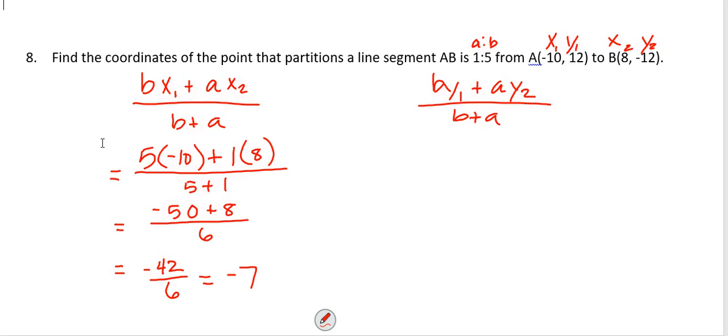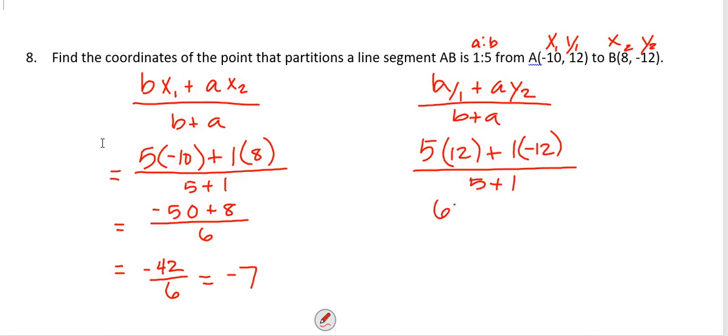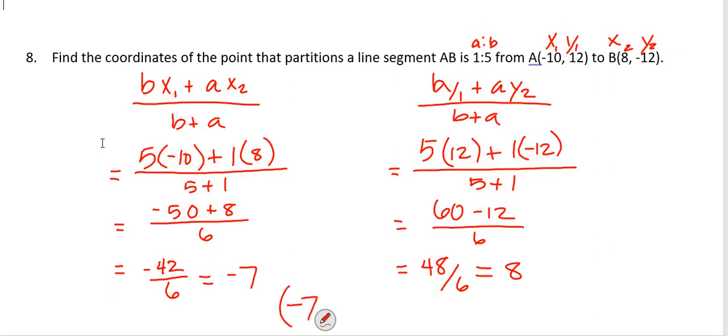So the x point. So then with B, we're going to again do 5, that's my B, times y1, which is 12, plus A, 1, times my y2, which is negative 12. Again, going to do our B plus A, so that's 5 plus 1. So this is going to be 60 minus 12 divided by 6. 60 minus 12 is 48, so 48 divided by 6, that is 8. So our point value, when we're all said and done, for our directed line segment is going to be negative 7, comma, 8.